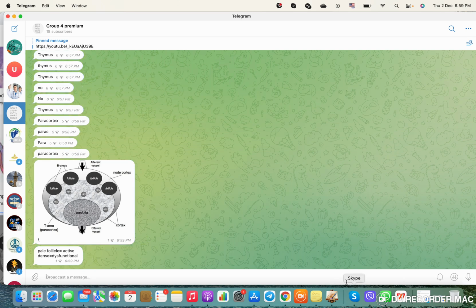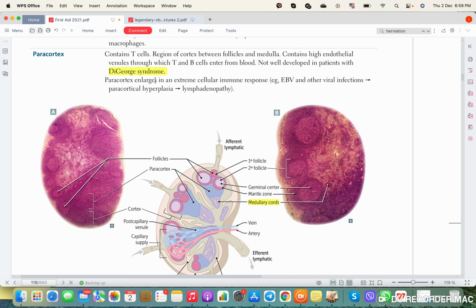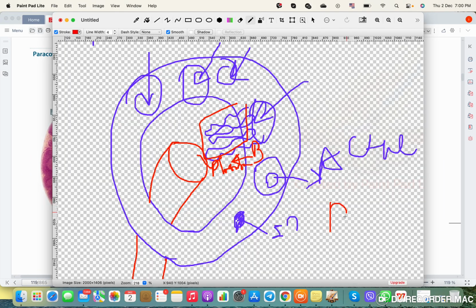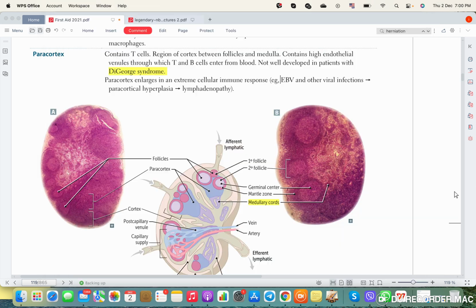Okay, so let's take a look. Paracortex enlarges in extreme cellular immune responses. So I told you one factoid. You don't have to know this now. You will know it in the future. But just for fun, I wanted you to know that B cells, it starts with a B. B cells are for bacteria, mainly, okay? While the T cells are for viruses, mainly, okay?